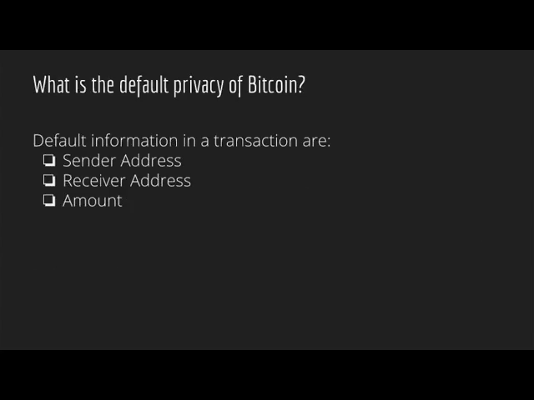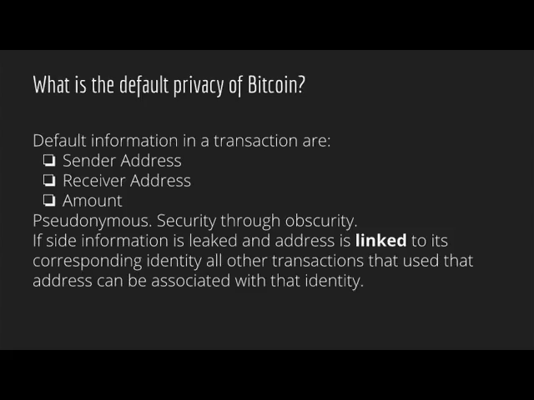So the default information in a transaction of Bitcoin is the sender address, receiver address, and amount. And what this means is, because transactions are tied to an address and not an identity, it is somewhat anonymous, provided you have security through obscurity. What that means is, provided you can't link that address to, let's say, a receiver or sender, then you're okay.